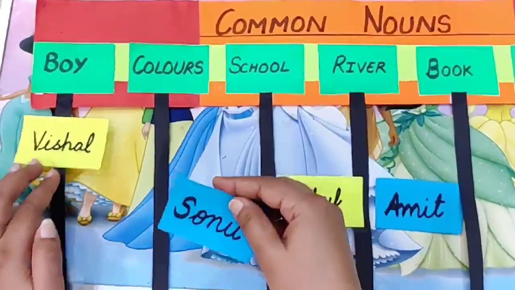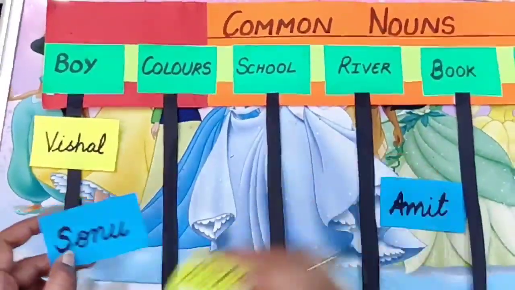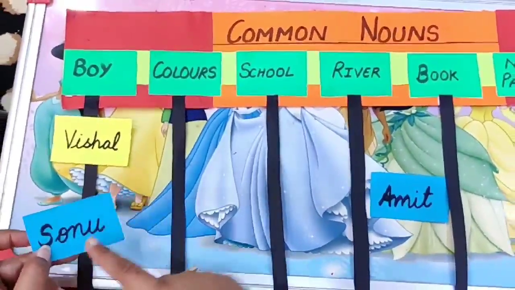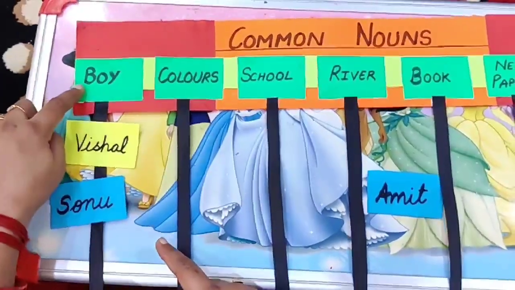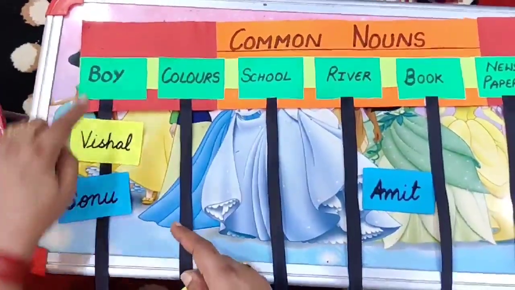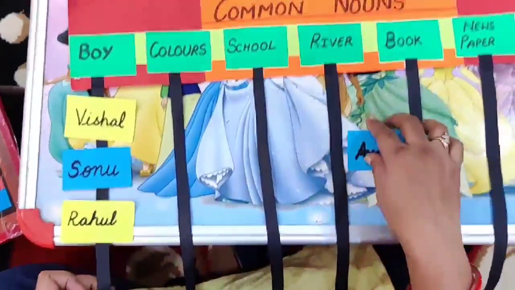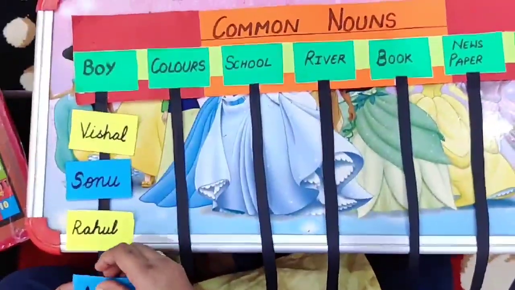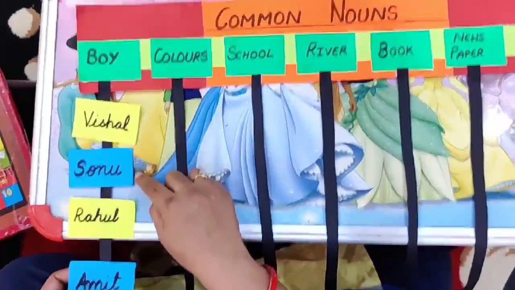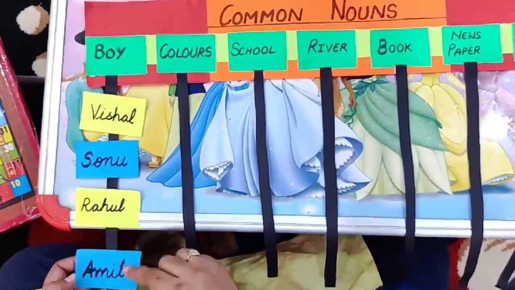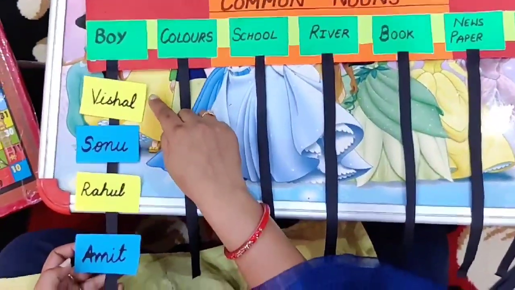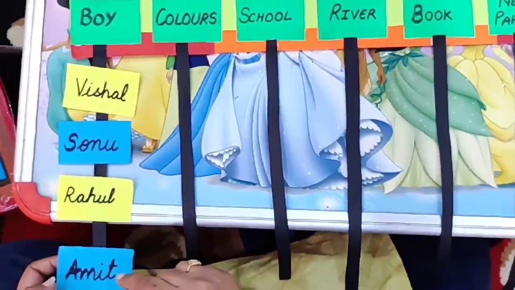Similarly, I will paste all these names of boys under the heading common noun boy, and all these individual names of the boy are proper nouns. Vishal, Sonu, Rahul, Amit. Specific names of the boy are given. So these are proper nouns.